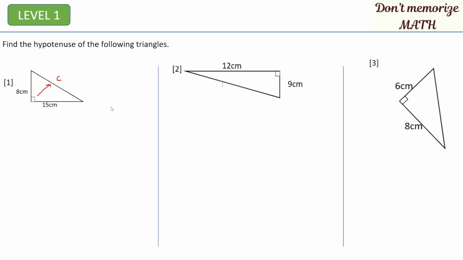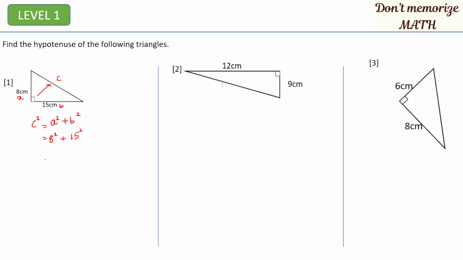What is our Pythagoras theorem? Pythagoras theorem is c square equals a square plus b square. Here you can take a as 8 or b as 8, that doesn't matter. One of the shorter sides must be a, the other side must be b. So a square is 8 square, plus b square, b is 15, so 15 square. You can find it directly or just calculate.